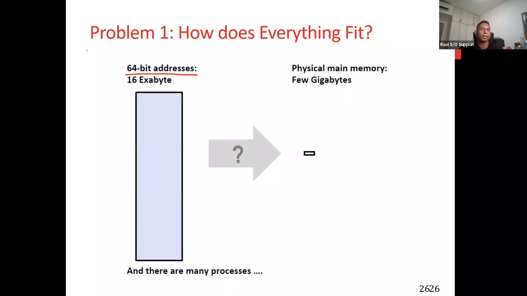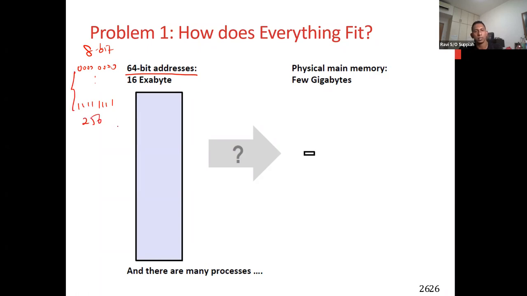Just to give you an example, if I say I have 8-bit address space, that means it is going all the way from 00000000 all the way to 11111111. In terms of the actual memory locations, it is 256 different unique addresses in the 8-bit addressing system. So if I scale that up to 64 bits, that is equal to 16 exabytes of address locations that your processor would be able to access.